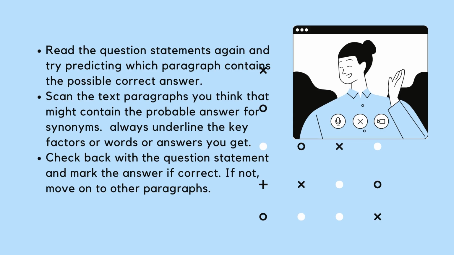Read the question statements again and try predicting which paragraph contains the possible correct answer. Scan the text paragraphs that you think might contain the probable answers, using the synonyms you have got. Always underline the key words and answers you get that might help you to get the correct answers. Check back with the question statement and mark the answer if correct. If not, then move on to other paragraphs and rethink about where you might have gone wrong and correct it.